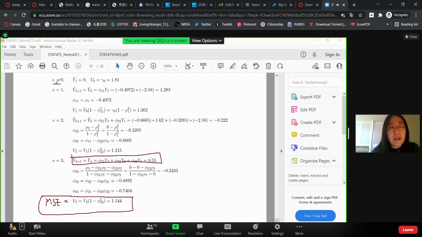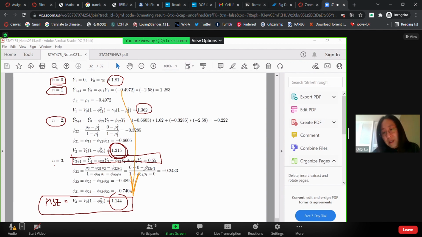If you don't have any observation, you do the forecast. Your mean square error is 1.81, right? You have one observation, your forecast mean square error is 1.362. If you have two observations, this forecast mean square error is 1.215. You have three observations, and this is 1.144. So you can see the pattern. The mean square error is decreasing, right?